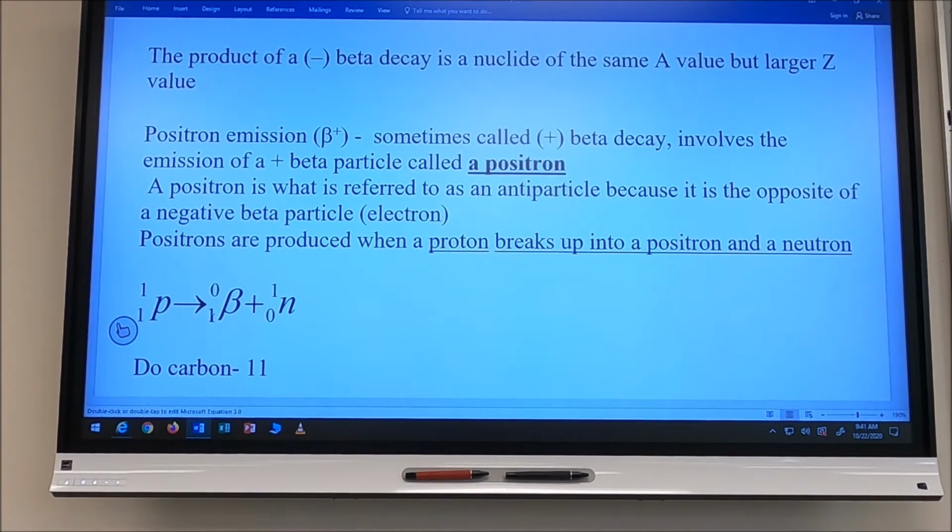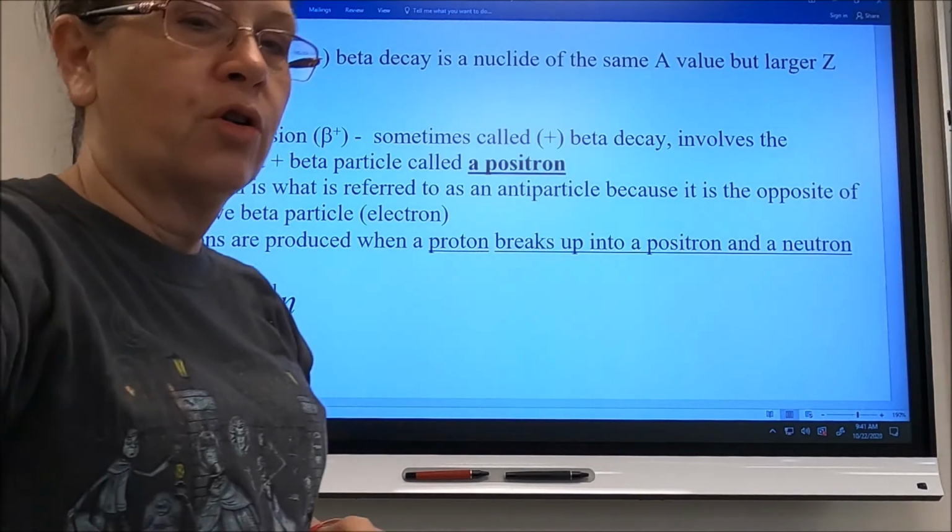So a proton, 1, 1, breaks up into a positron, 0, 1, and a neutron, 1, 0. PET scans use positron emissions. Positrons, when they meet an electron, annihilate each other and give a burst of energy. And that's how a PET scan works.